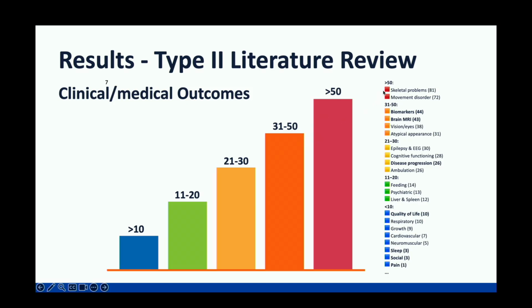So in the literature review, medical outcomes were of course very prominent. There was a lot of talk about skeletal problems and movement disorder, also about biomarkers like urine and plasma markers and a brain MRI. But there was very little, if you look lower than 10, about sleep, about social abilities, and about pain, which is something that we know, even as physicians, is very important in the course of a patient.